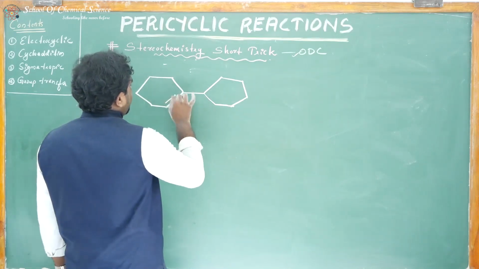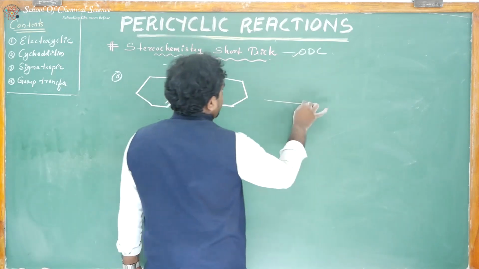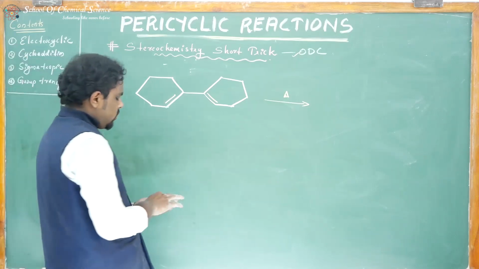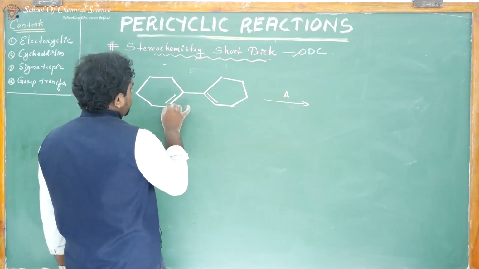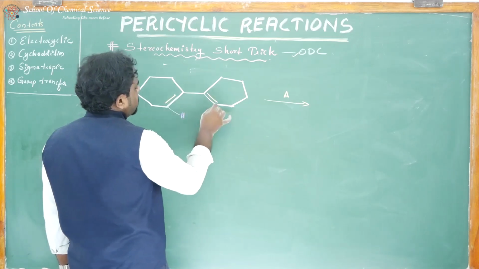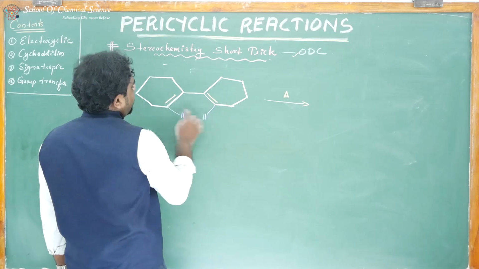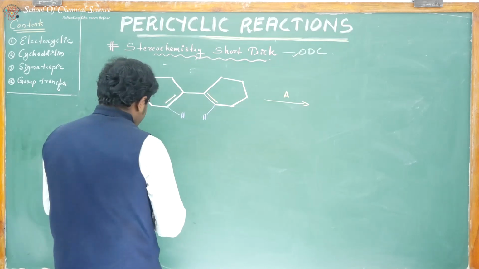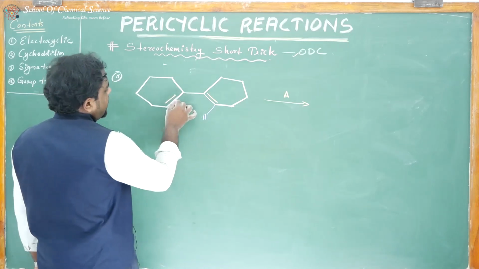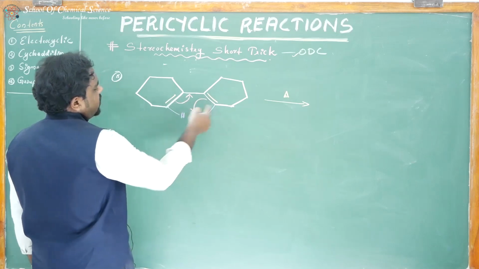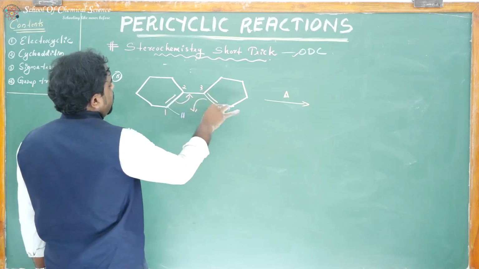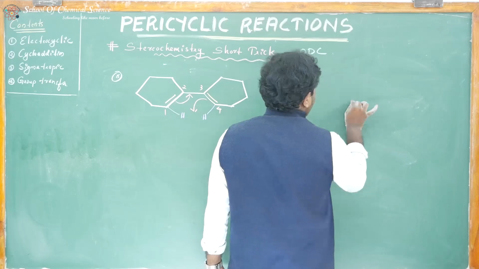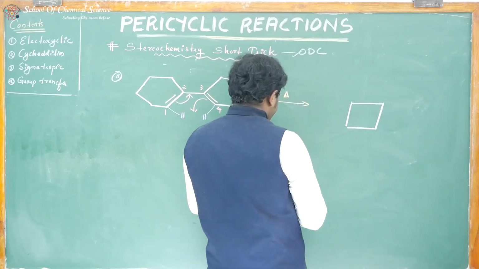Here a pi bond, here a pi bond. Condition, thermal. Predict the product. Here two hydrogens are there, here one hydrogen, here one hydrogen. You have to predict the stereochemistry of these two hydrogens also. So what is the reaction here? Under thermal condition, electrocyclization. This pi electron shifts towards here. This will make a bond. 1, 2, 3, 4. Between the first and fourth carbon, a new sigma bond is formed. So here a 4-membered ring is formed.